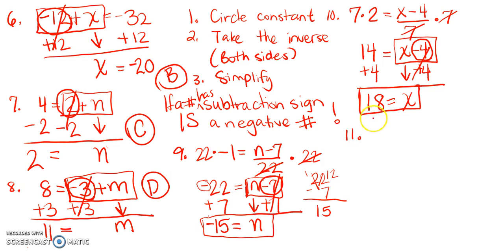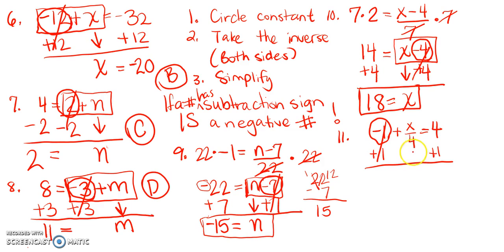All right, number 11. I need to move this over, actually. It's a big problem. Number 11, I have negative 1 plus x over 4 equals 4. And we dealt with this today in class. First step, I need to get this part by itself. So the first thing I need to do, of course, I follow the same steps. Circle the constant. Once I circle the constant, I'm going to take the inverse and add 1 on both sides.